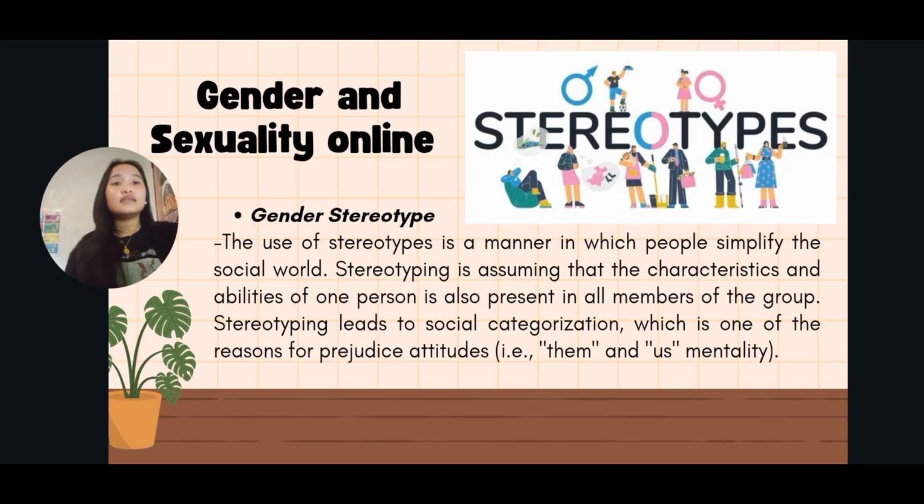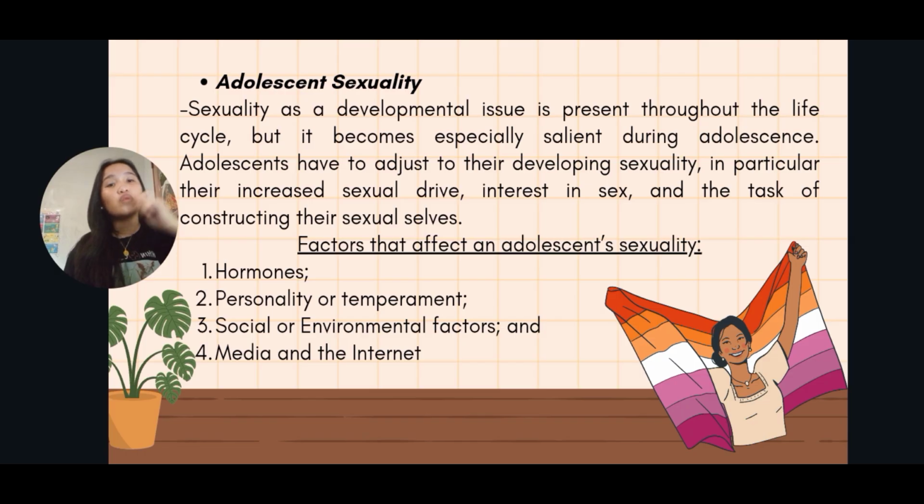Next is adolescent sexuality. Sexuality as a developmental issue is present throughout the life cycle, but it becomes especially salient during adolescence. Adolescents have to adjust to their developing sexuality, in particular, increased sexual drive, interest in sex, and the task of constructing their sexual life. So sexuality is part of human development for the entire lifespan, but it becomes important during adolescence.